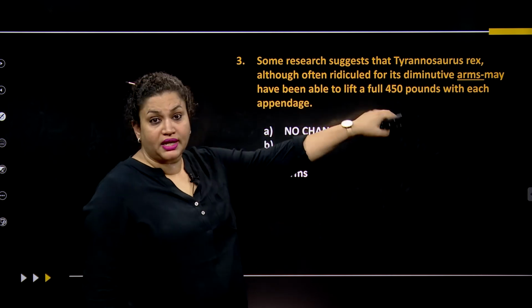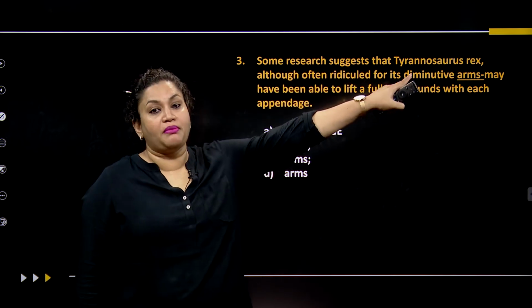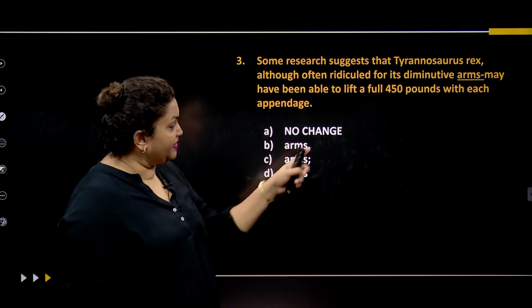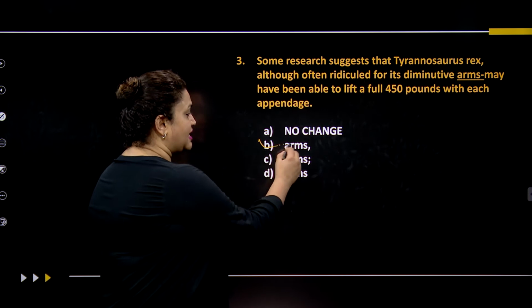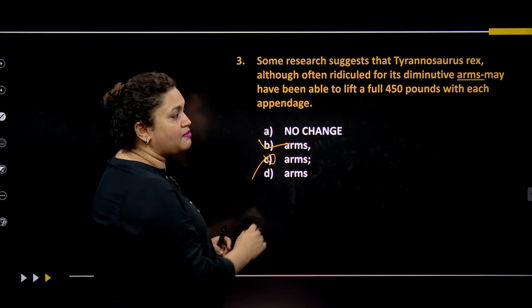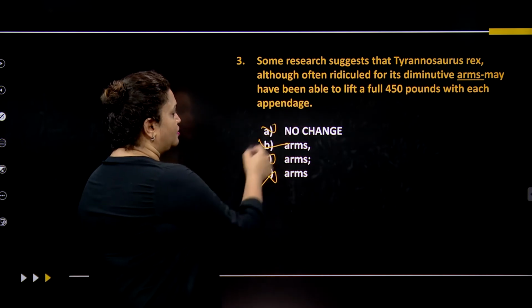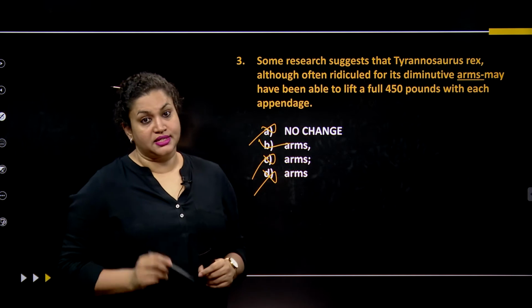Therefore, whatever goes here, we have used an although here. Therefore, we have to put a comma after the arms. We cannot go on with a dash. Therefore, B is the right answer. Semicolon cannot go. Only arms will not suffice. And no, dash cannot go. Therefore, this is the right answer.